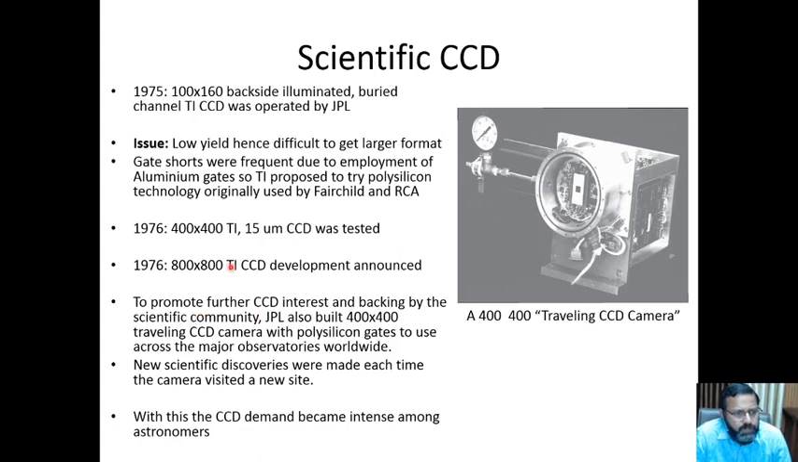So JPL wanted to promote this CCD in astronomy, because the ground-based astronomers were not very aware of the CCD development. So they wanted to generate interest and get backing from the scientific community. So they built a traveling camera, that's what they called it, using this 400 by 400 CCD chip, and they circulated it to different observatories worldwide.